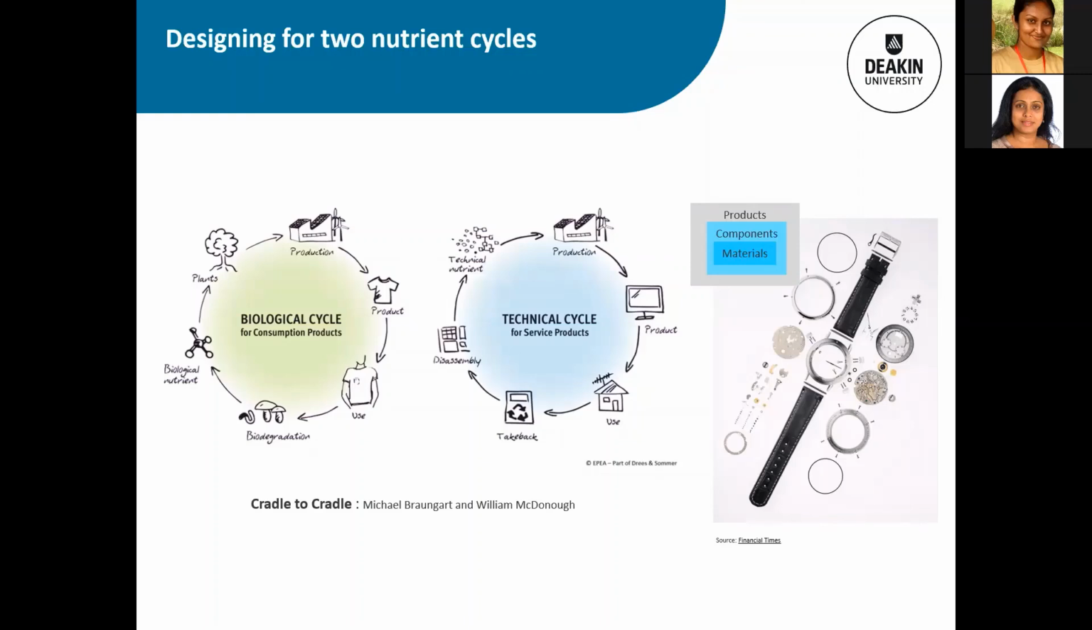Their principle is called the cradle to cradle principle, and what it does is distinctively identify two cycles where materials can circulate. On the right hand side, I have a watch. If we call it a product, it's made of components, and the components are made of materials.